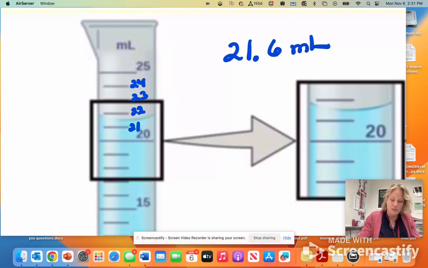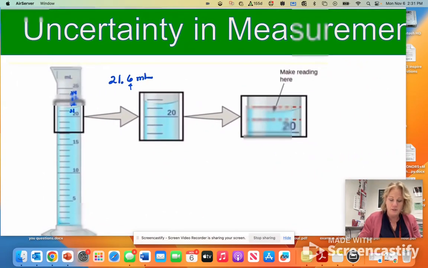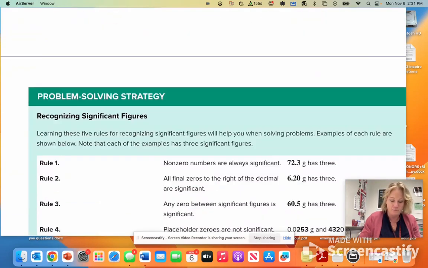So if it's marked by the ones, then we can estimate to the tenths. If it's marked to the tenths, then we can estimate to the hundredths. So we can always go one more guessing digit past whatever the tool has its increments, I guess.